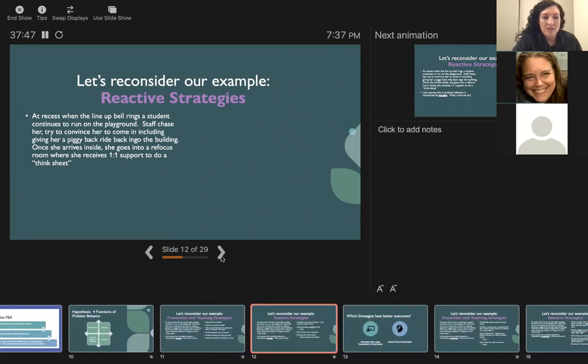So then, same example, our reactive strategies. That first chunk was, what can we teach the student? How can we prevent this from happening in the future? And equally important, how are we going to react differently? Again, I'd like to hear from the group on this one. I think I've alluded to it a little bit already. What do we need the staff to do differently in their reactive strategies?